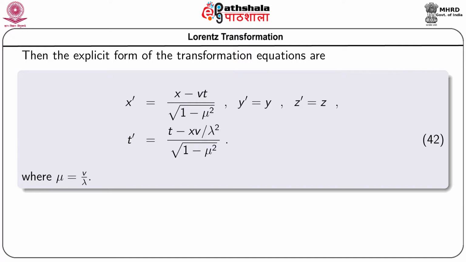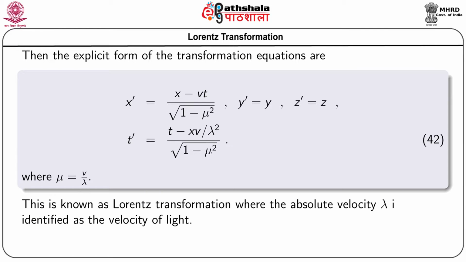We can deduce x' and t' from the above relations, and this is known as the Lorentz transformation, where the absolute velocity lambda is identified as the velocity of light. So, this lambda becomes the velocity of light.